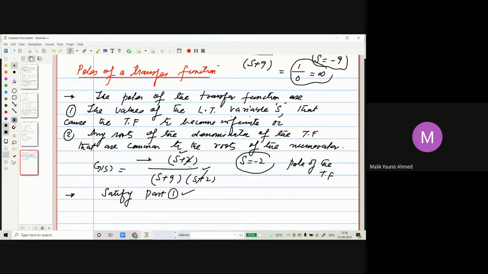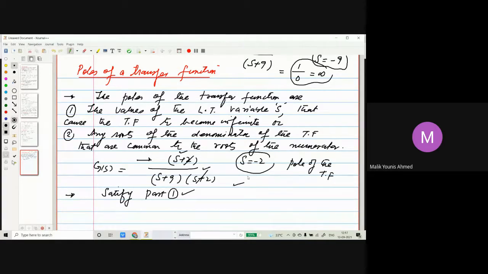But in control systems, mostly in the literature of control systems, the cancelled roots of the denominator will also be treated as poles, even though the transfer function will not become infinite at that particular value. Hence, we include the second part of the definition also. So it should be very clear.